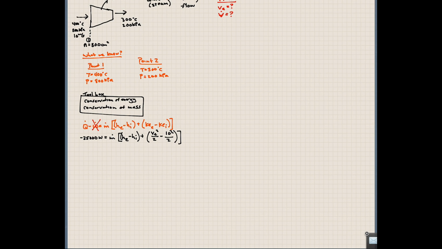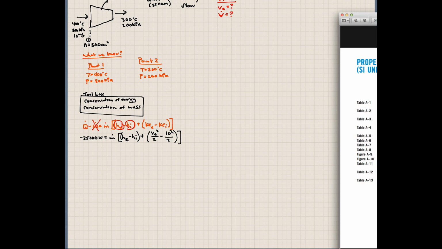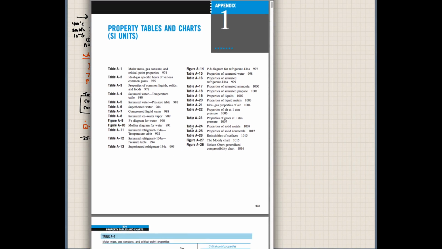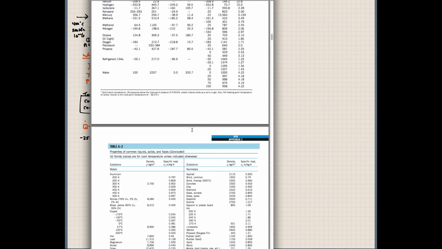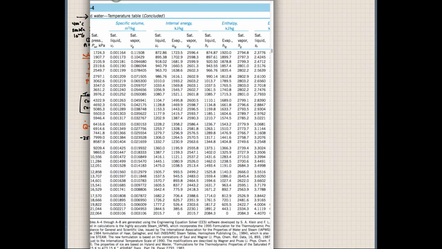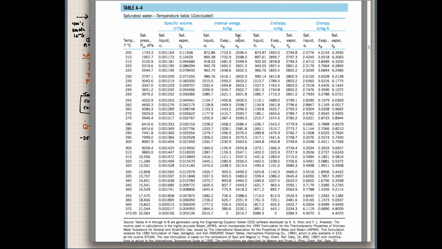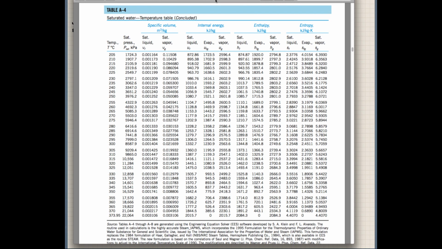So what we need to find are the enthalpies at the exit and the inlet. And while we're at it, let's just find those for now. Okay. So for the enthalpy, let me get the property tables. Hopefully I've finally figured this out so that you guys can see the property tables. If not, I apologize. I'll do my best so that you can see it. If not, we can go over it some more in class.